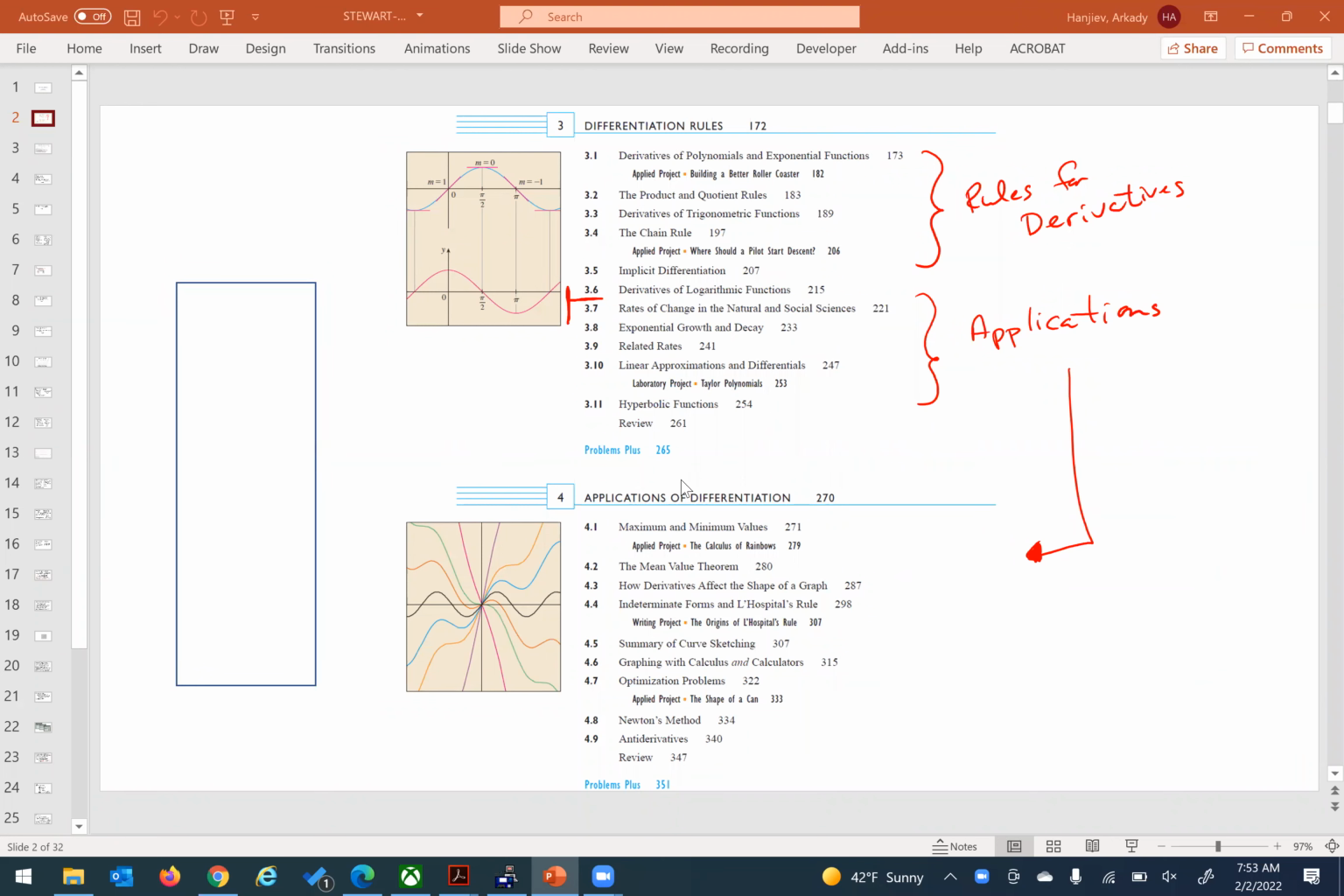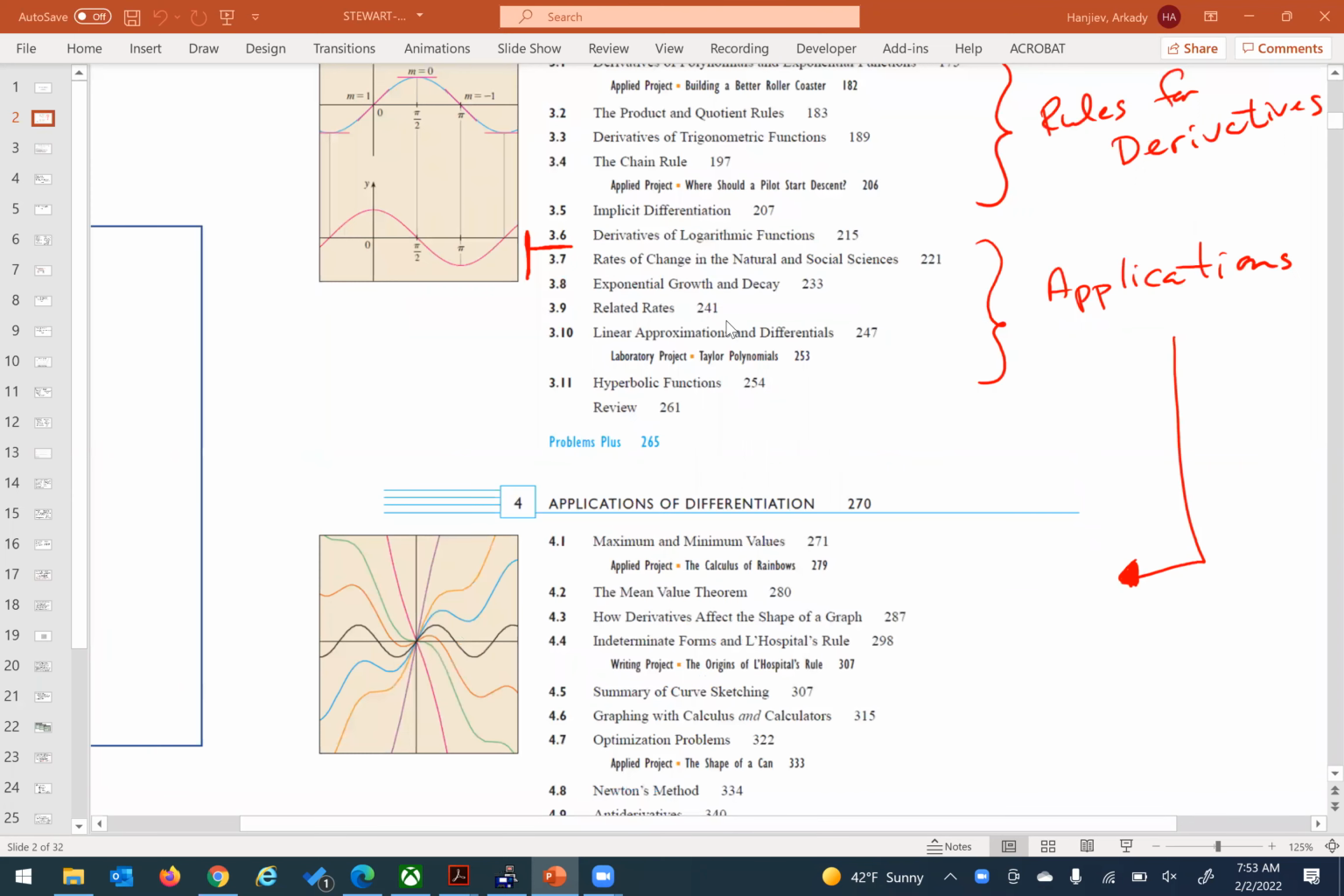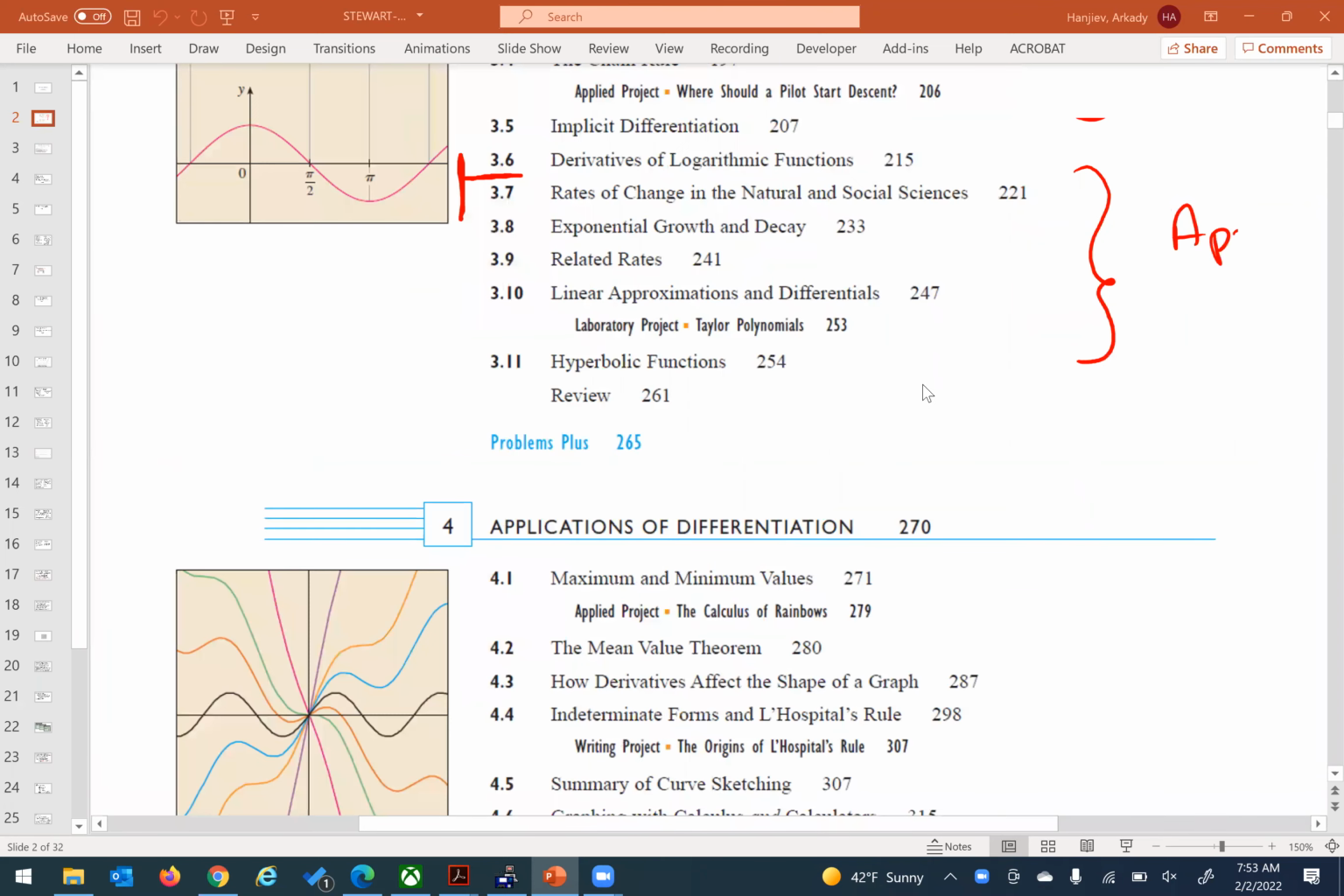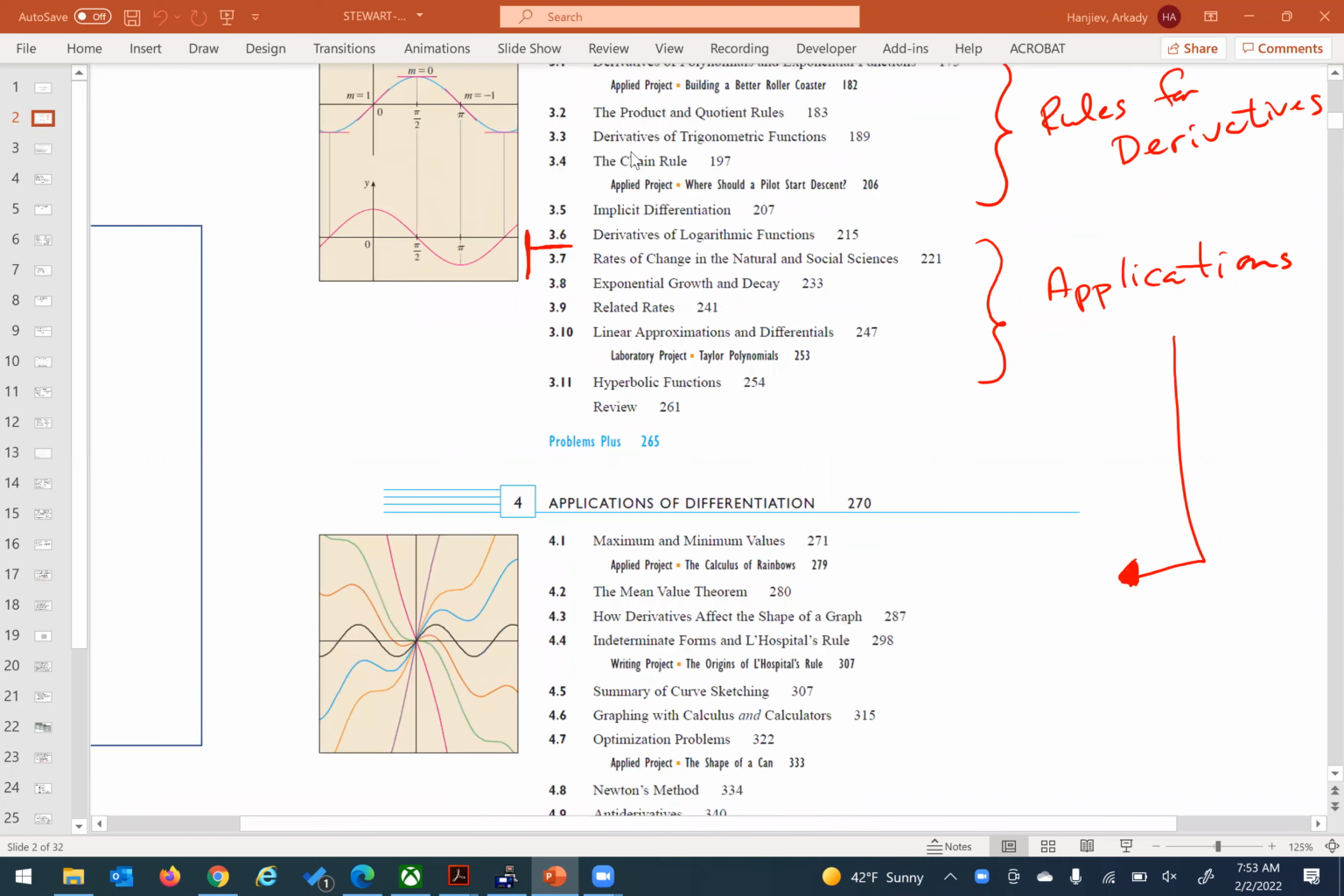And so what I would like to do is zoom in. Let's see if I can zoom in. Oh yeah. So notice what we've done is we've done the rules for derivatives. We found out what it was in chapter 3, and then we got to 3.6, rules of logs. So the rest of chapter 3 and all of chapter 4 is really applications of derivatives.